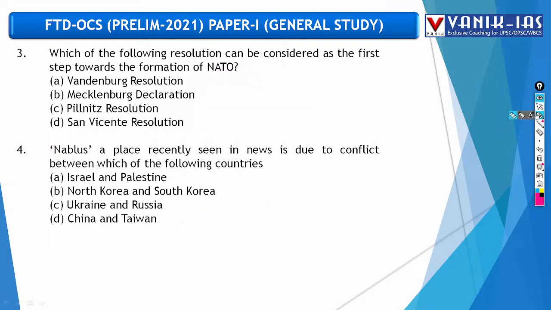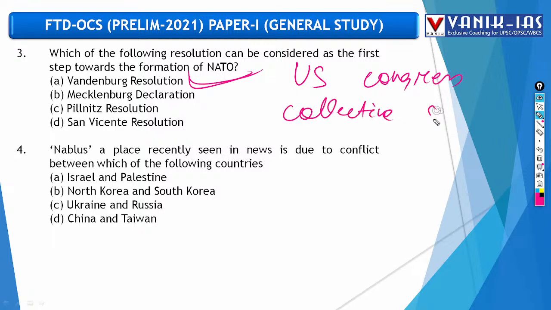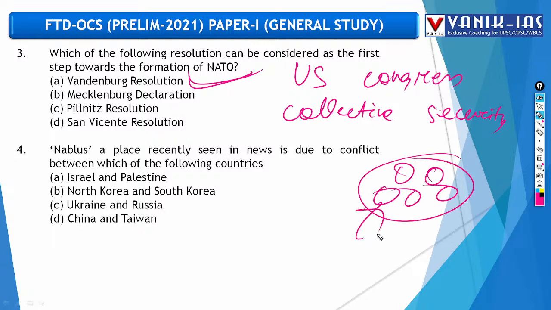Next: which of the following resolutions can be considered the first step towards the formation of NATO? That is the Vandenberg resolution, passed by the U.S. Congress. What is this Vandenberg resolution? It is regarding advising the president and the U.S. to ensure collective security in the world. That means a group of nations will come together, and if any particular nation is attacked, all will act against the enemy. That is collective security. For collective defense arrangement, it is regarded as the stepping stone towards NATO.